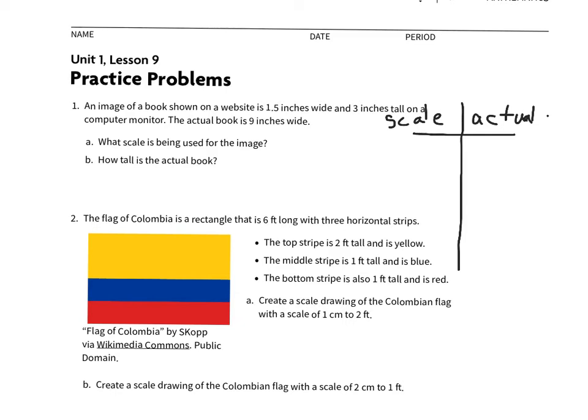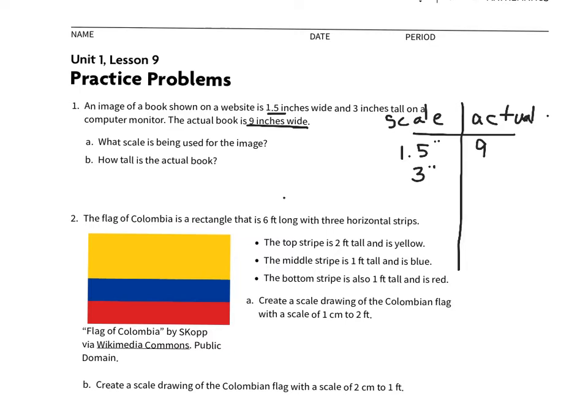All right, it says the image of a book shown on a website is 1.5 inches wide and 3 inches tall. So that would be the small image, right? 1.5 inches and 3 inches. Sometimes we use those two little marks for inches. The book is actually 9 inches wide. So the important part here is that wide has to go with wide. So the 9 has to go with the 1.5. So that's the width, all right?